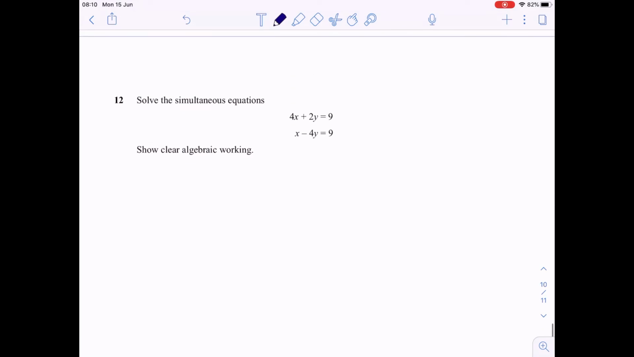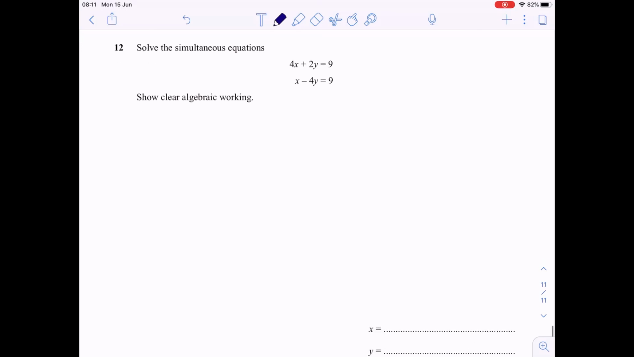Yep, last question. So, solve the simultaneous equations, 4x plus 2y equals 9, and x minus 4y equals 9. So I'm going to do this in two different ways. Both are fine, but the key thing is we want to make our coefficients the same, so the same number of x's or the same number of y's. So I'm going to start off by making the same number of x's. So I would need to multiply this second equation by 4 so that we have 4x's in both equations.